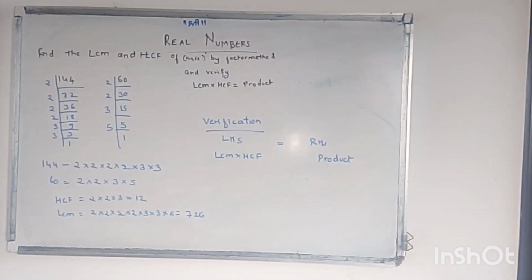Here is the type 2 of the same sum, 144 and 60, like how we have found the factors as shown earlier in the same video. We have taken HCF as 12 and LCM as 720. We have to verify left hand side is equal to right hand side, that is LCM into HCF is equal to product.